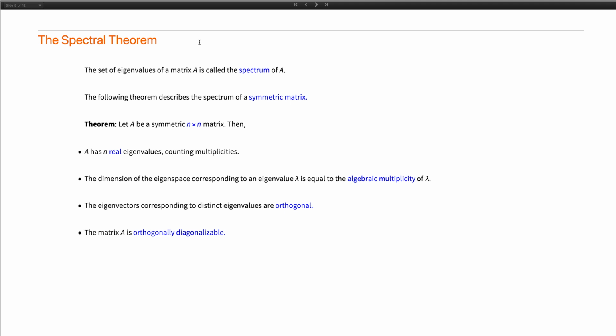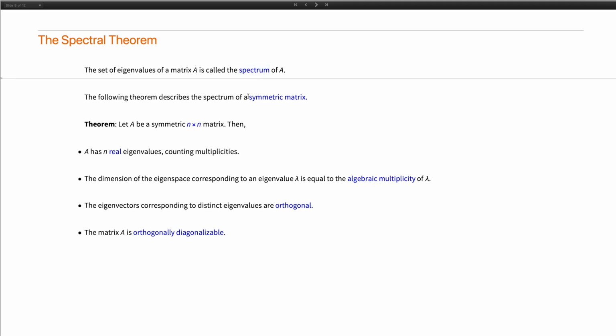Okay, and that leads to what is called the spectral theorem, one of the most important theorems in linear algebra. So if you have a matrix A, then the set of all its eigenvalues is called the spectrum of A. That's like the set of colors of A, if you like.